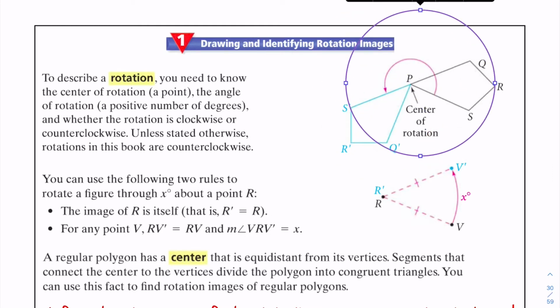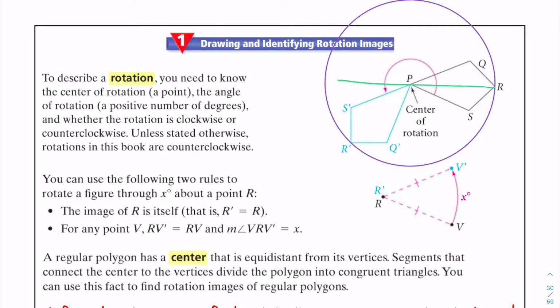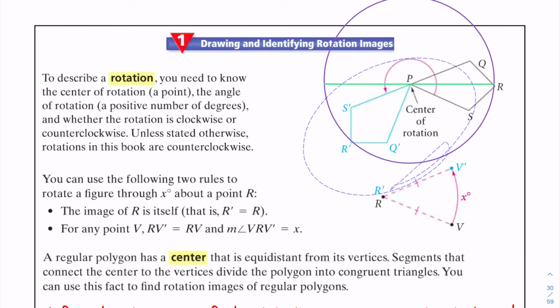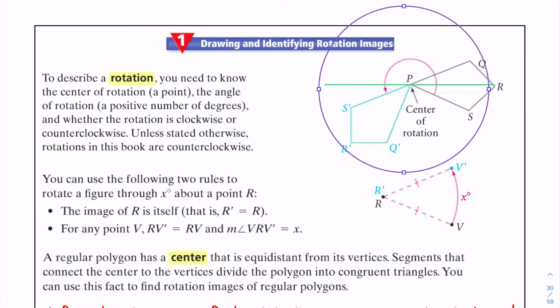Let's say the center is right there. All of these vertices, like R, all right, so I'm just going to draw from R over as if this is the center. Here we are. Let's see. All right, so there's your R.